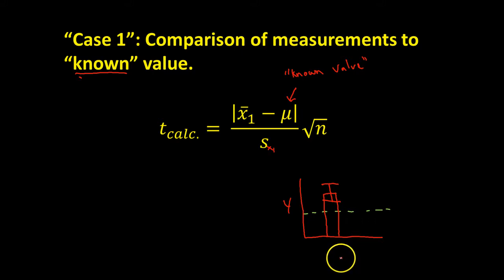In general, the thing you want to make sure, though, is that your defined value here, this mu, does not have a standard deviation. So if you're comparing it to another experiment, that experiment has to be so precise that the standard deviation is essentially 0.